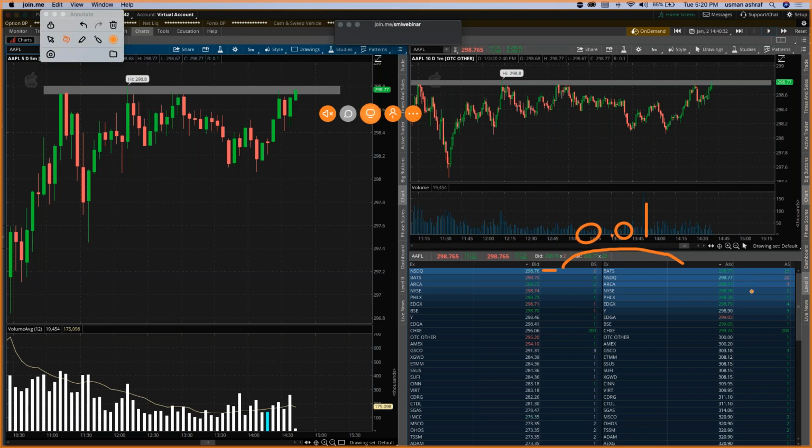Now, right here is a critical level. In this gray zone, we've found a level where the sellers are saying, you can't go above this, which is 77 cents.